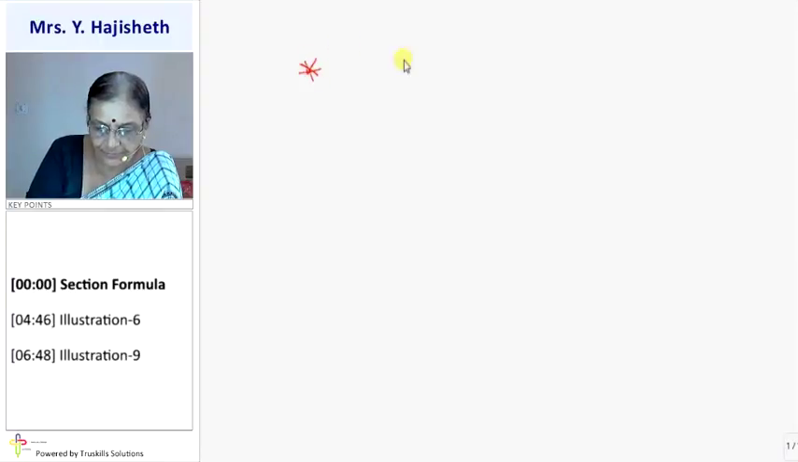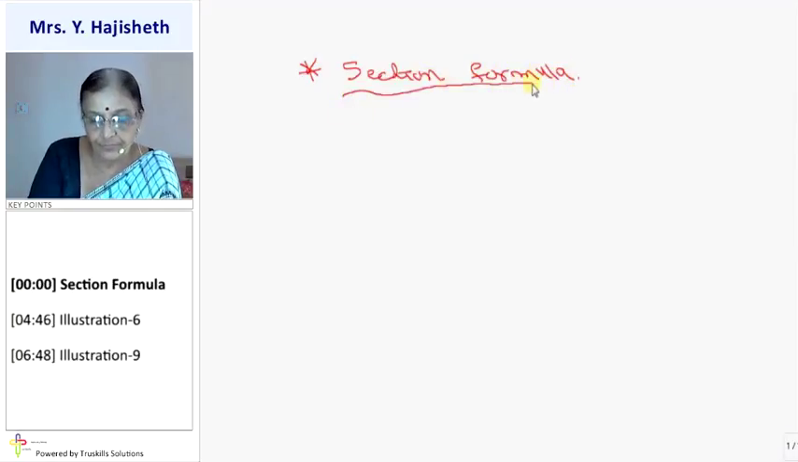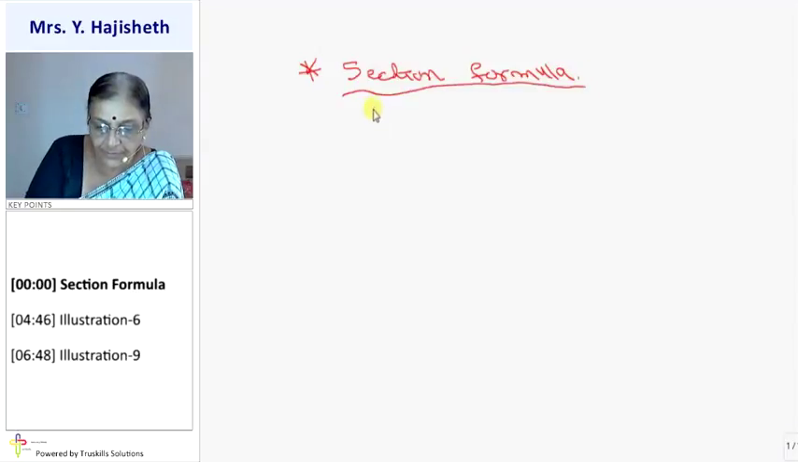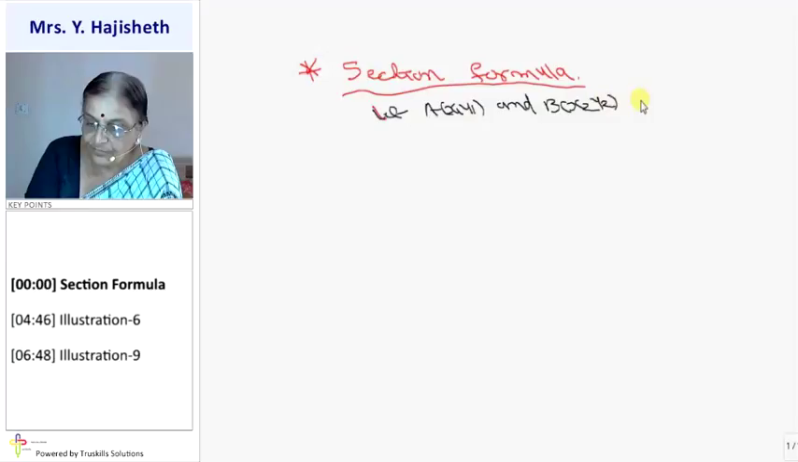Section formula. What do you mean by section formula? Let A(x1, y1) and B(x2, y2) are two distinct points, okay?